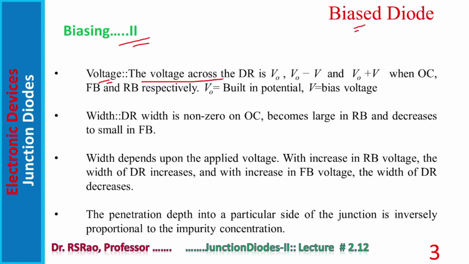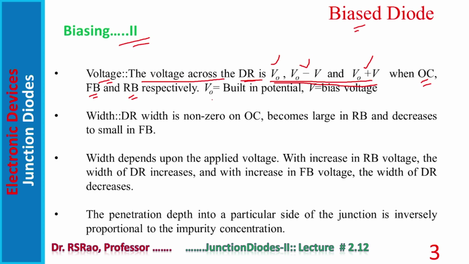The voltage across the DR, which stands for depletion region, is V0, V0 minus V, or V0 plus V. Three values are given. V0 when the diode is not at all biased, that is when the diode is under OC, open circuited condition. V0 minus V when it is forward biased. It is V0 plus V when the diode is reverse biased.